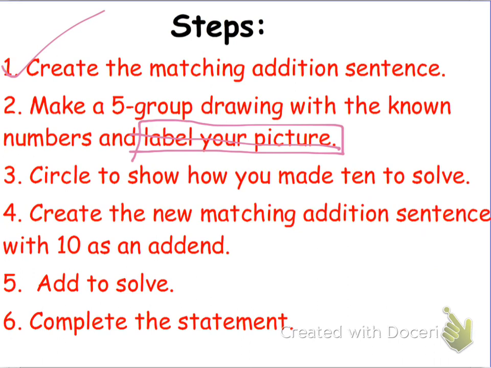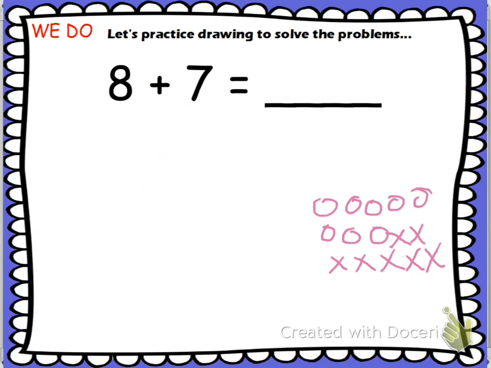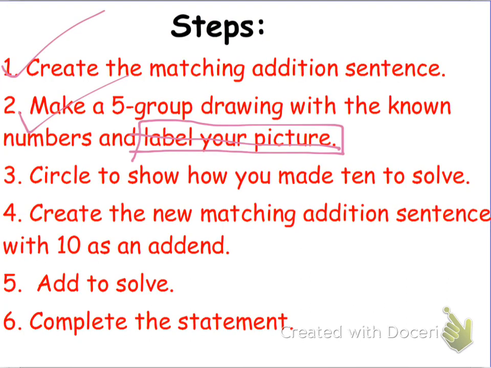Okay, now, looking at it, we're going to circle to show how we made 10. So let's see. We know that this is 10. Now remember what I told you. Selfish 8 loves to take 2. Well, look how many X's are in the circle. 2. So the selfish 8 took 2 away from that 7. So now I'm going to put a check on step number 3.